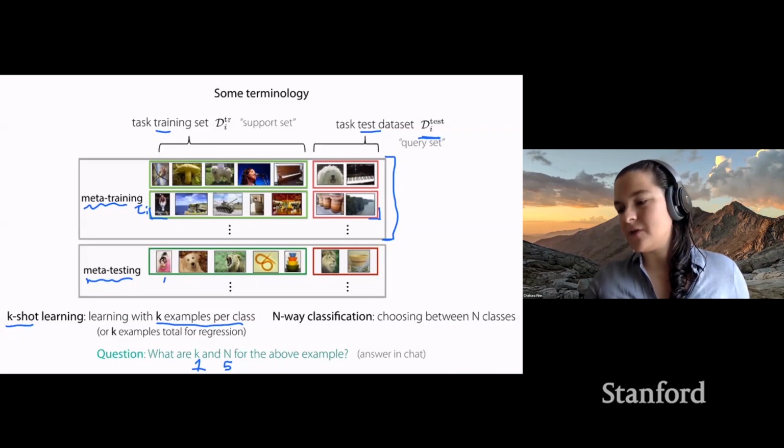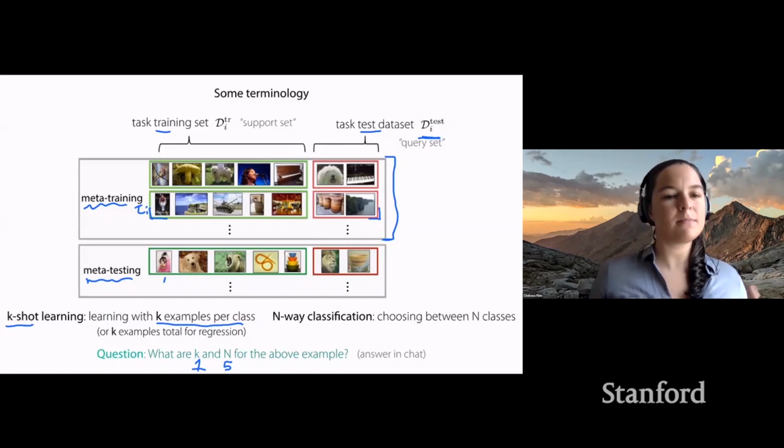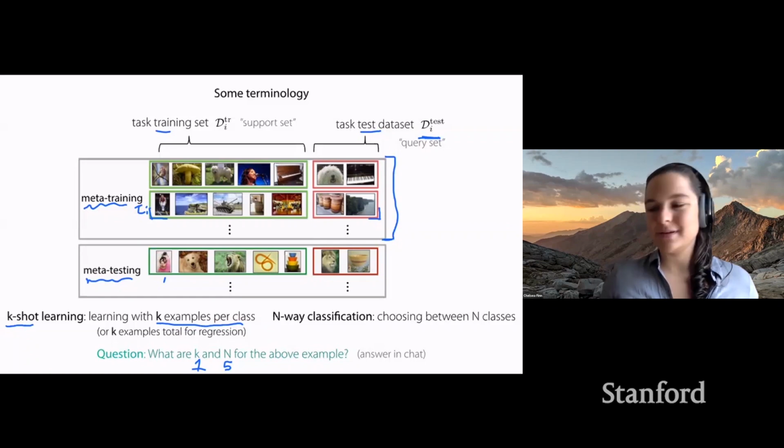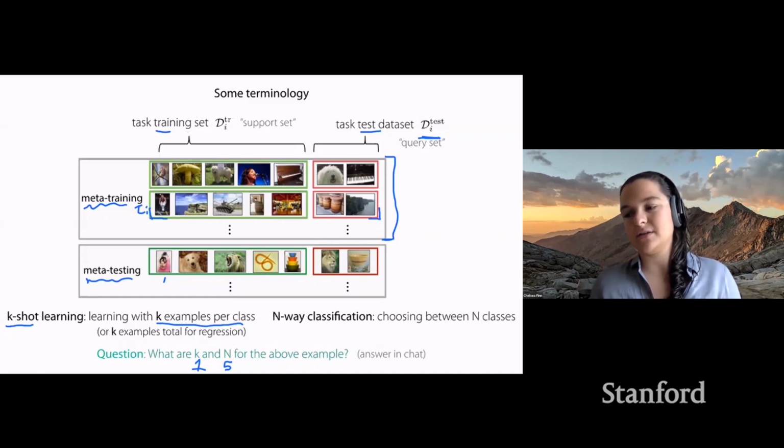Typically, the values of K and N, you often keep consistent between meta-training and meta-testing, but you could also train on a larger number of N or variable K, and then test it on variable K and variable N.